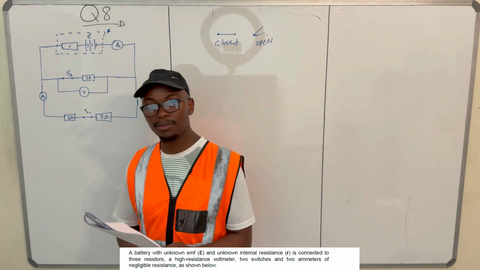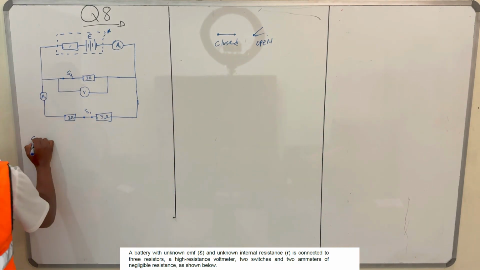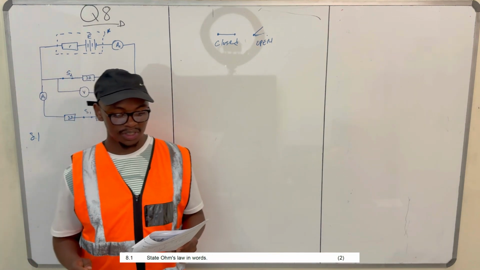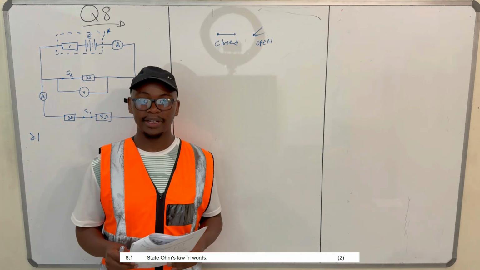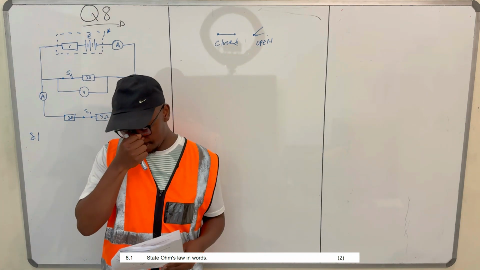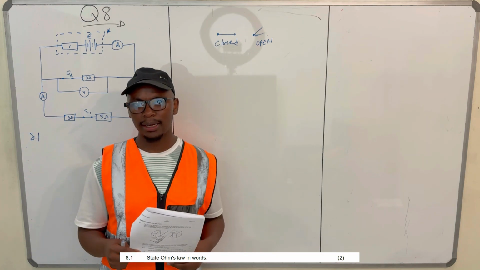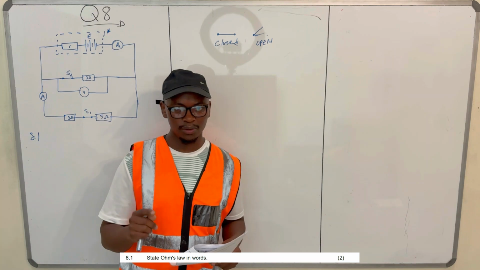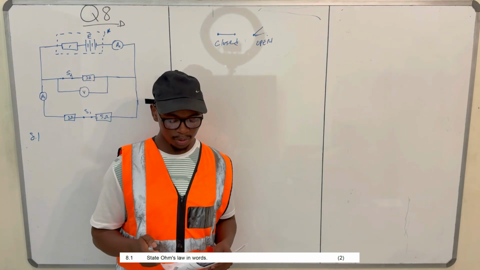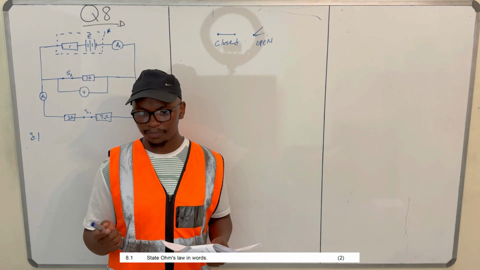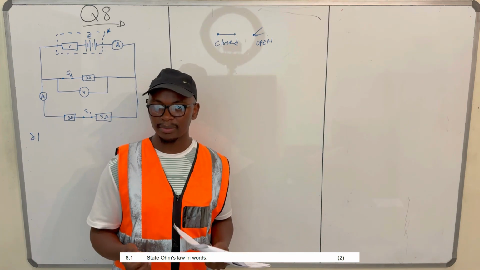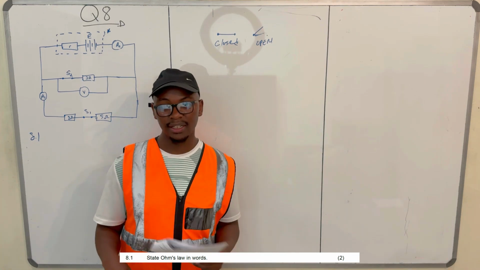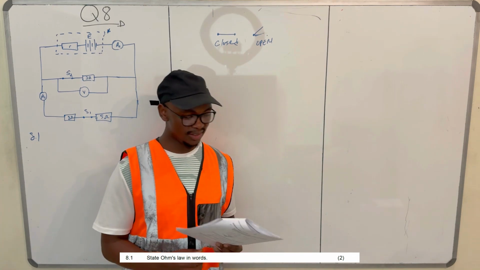First question is question 8.1, which is asking us to state Ohm's law. By now you should be very much comfortable with our previous theory around Ohm's law. I said to you, for you to understand Ohm's law, you need to think of a conductor, a resistor, and then a voltage source. So that can be your battery, a conductor, and then a resistor.